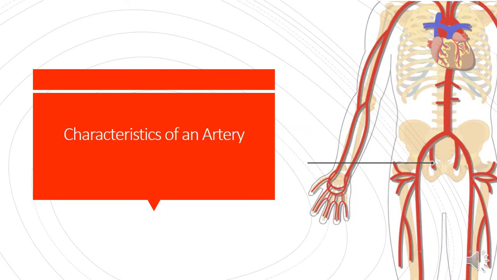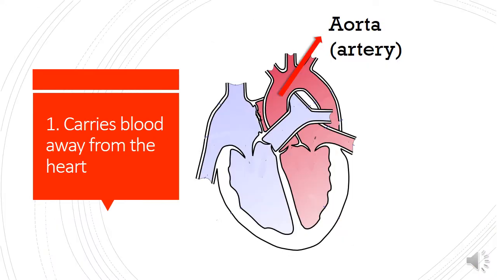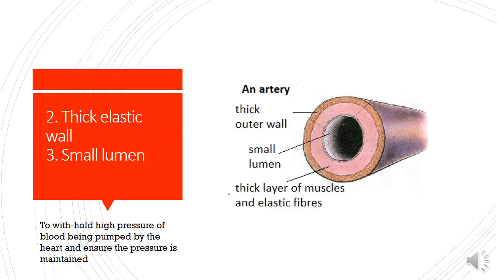Now, let's look at the characteristics of the artery. The first thing that you have to remember is that the arteries are responsible to carry blood away from the heart. So the aorta and the pulmonary artery carry blood away. Other characteristics of the arteries include a thick elastic wall and a small lumen. With the high pressure of the blood being pumped by the heart, the thick elastic wall ensures that the walls of the artery do not rupture, do not explode, and the small lumen ensures that the pressure of the blood is maintained inside the artery.